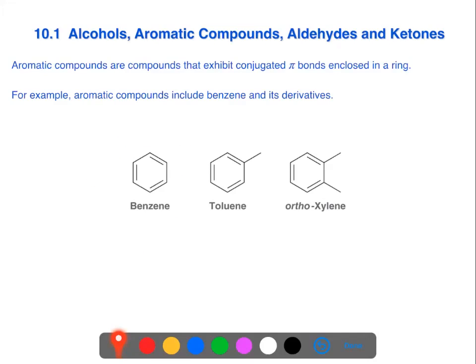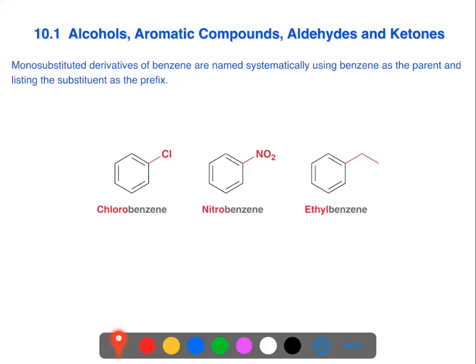So we will see for many of the benzene derivatives, we have common names associated with them. So methylbenzene is shown here. This is commonly known as toluene. And this dimethylbenzene, where there are two methyl groups neighboring one another, we often refer to this as ortho-xylene. Now, monosubstituted derivatives of benzene, these are named systematically, where benzene is the parent, and we list the substituent attached to benzene, or substituents, as the prefix.